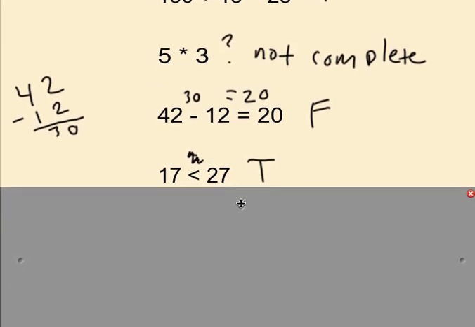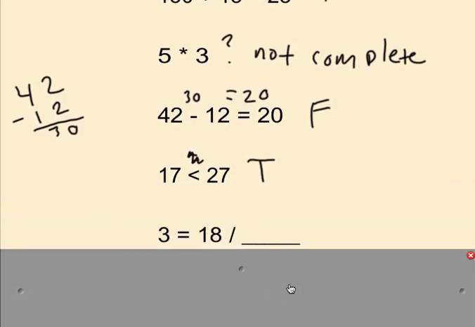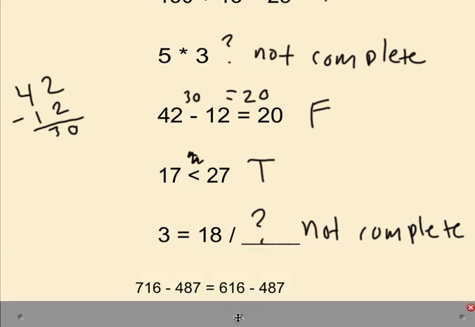And sometimes you really won't be able to tell unless, oh wait, I have one more for you. 3 is equal to 18 divided by, this is not a complete number sentence. We don't know. We don't know what they're trying to tell us. And then like I was saying, sometimes you're really going to have to do some serious math to figure out. 716 minus 487, is that equal to 616 minus 487? Sometimes you'll be able to tell and sometimes you won't be able to tell. 487 is the same on both sides, but 716 and 616 are different, so we know that that's going to be false.